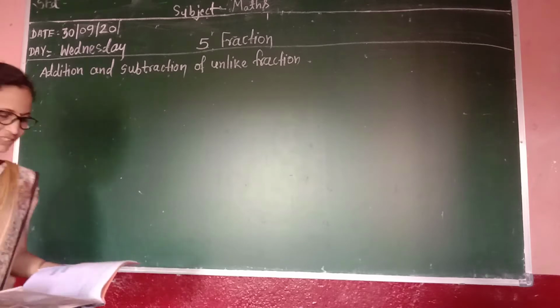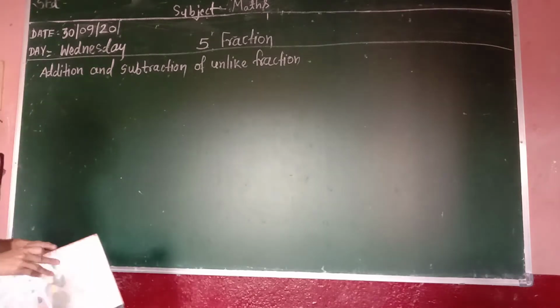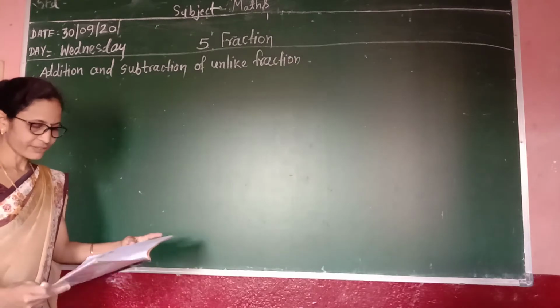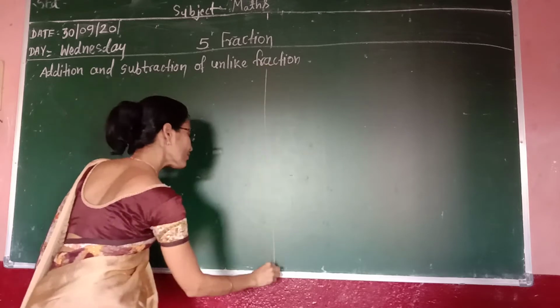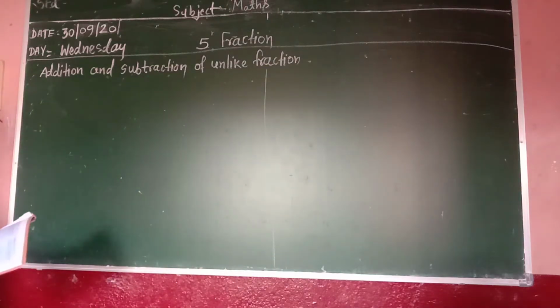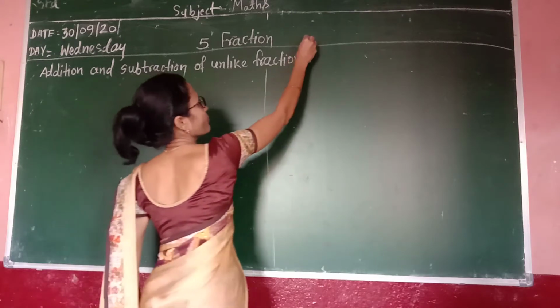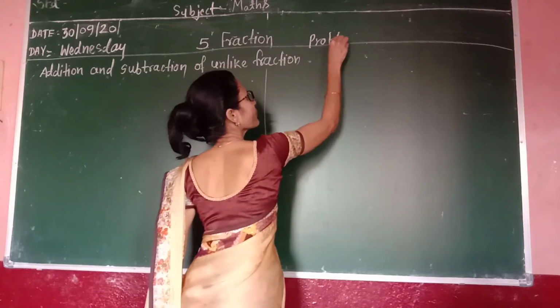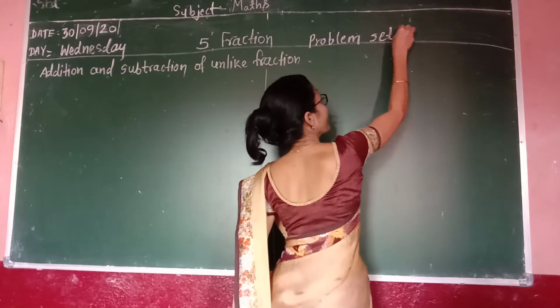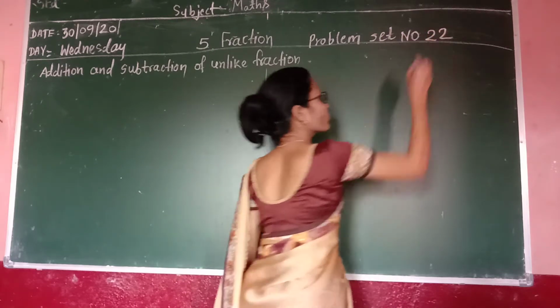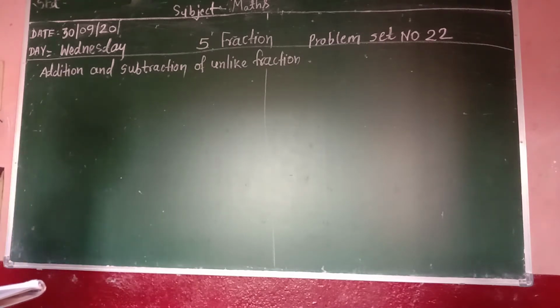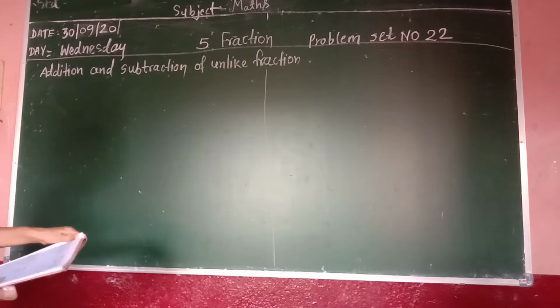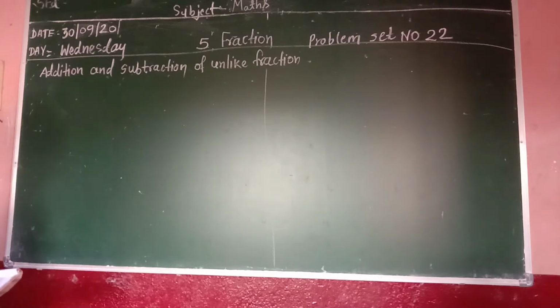Last period we studied addition and subtraction of like fractions. Today we are going to study problem set number 22 and 23. First, problem set number 22. Here we study addition and subtraction of unlike fractions. How to add unlike fractions and how to subtract unlike fractions.